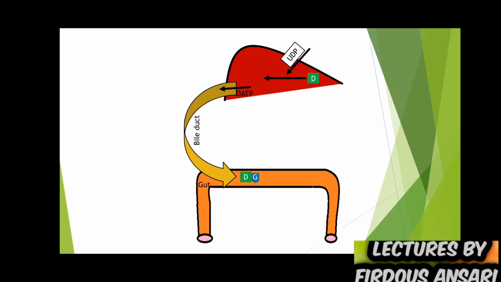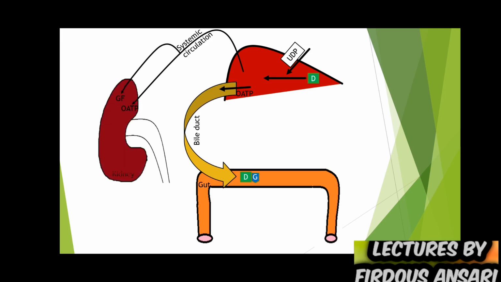Okay, this is one possibility. Another possibility is this conjugate may enter into the systemic circulation with the help of the OATP transporter, or with the help of the glomerular filtrate, this conjugate may enter into your kidney. So we have got two possibilities of this drug glucuronic acid conjugate. Please remember, we are talking about the glucuronide conjugation.